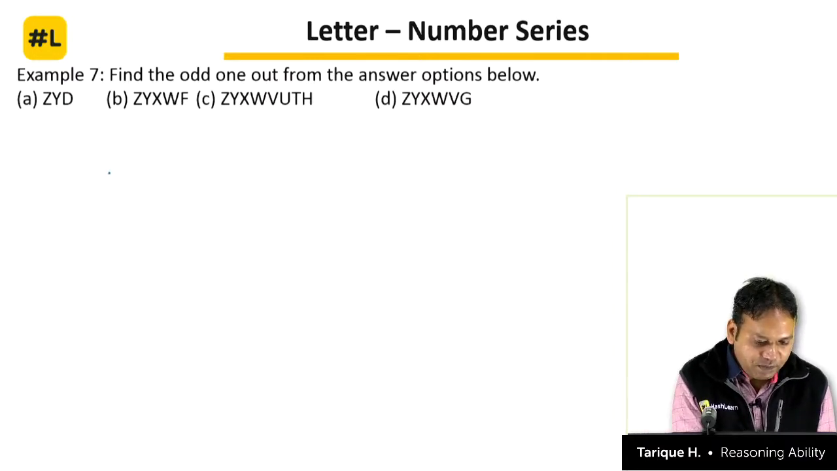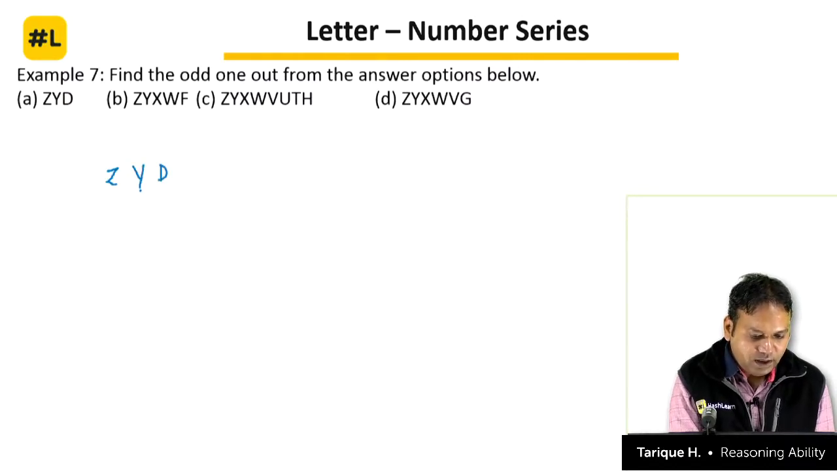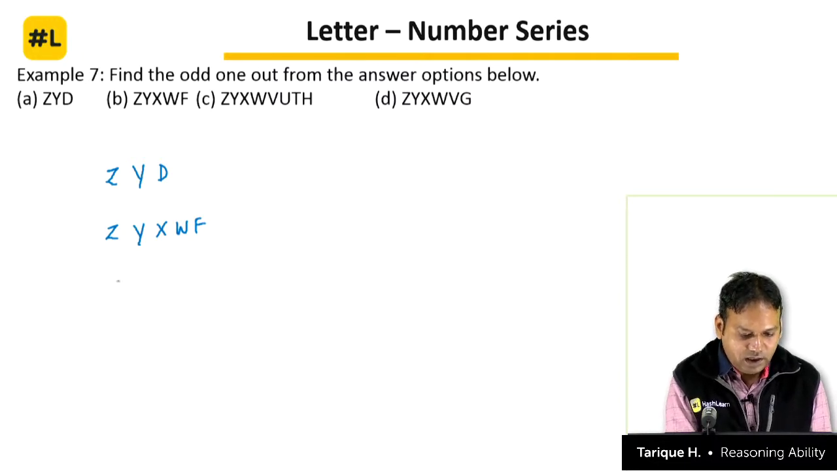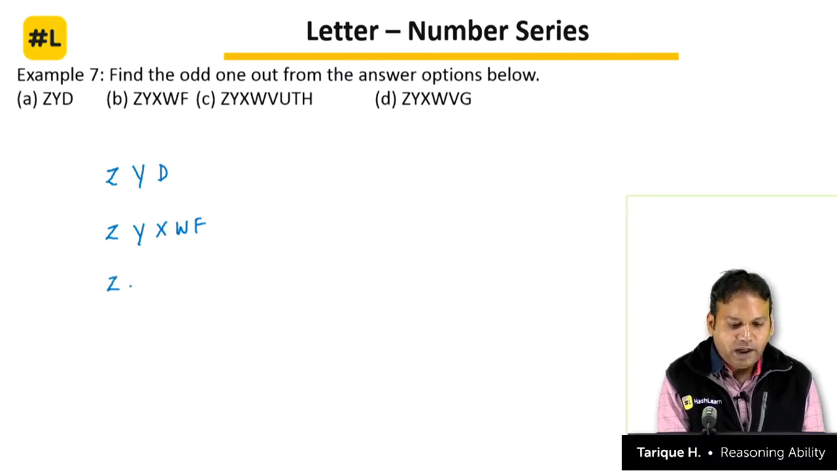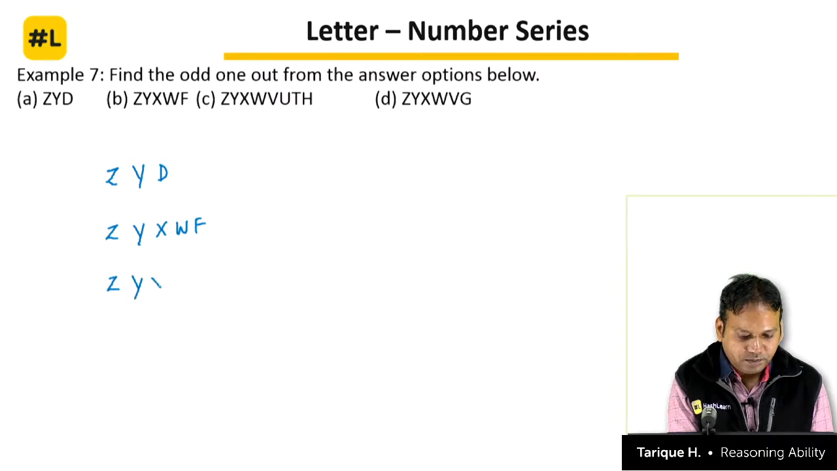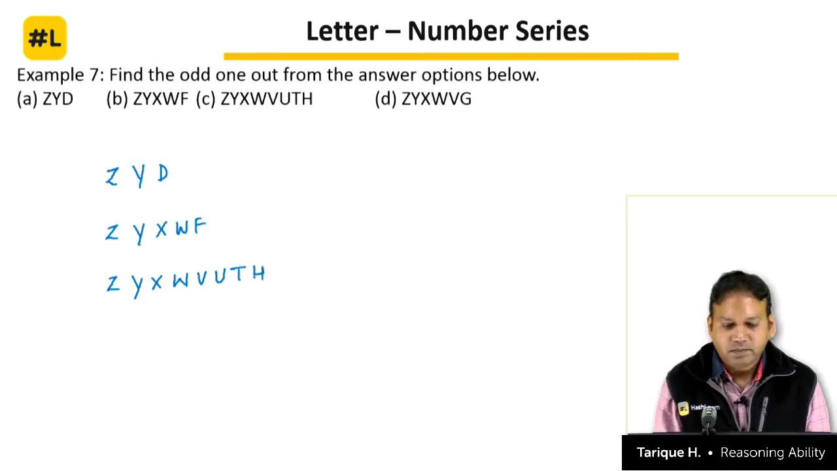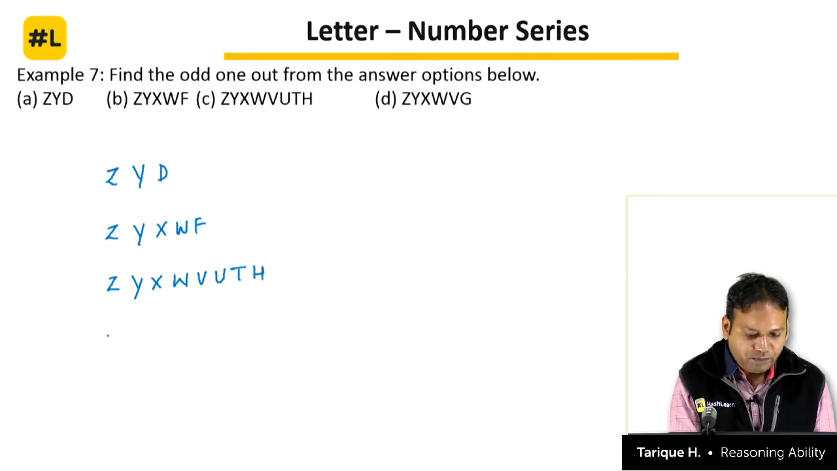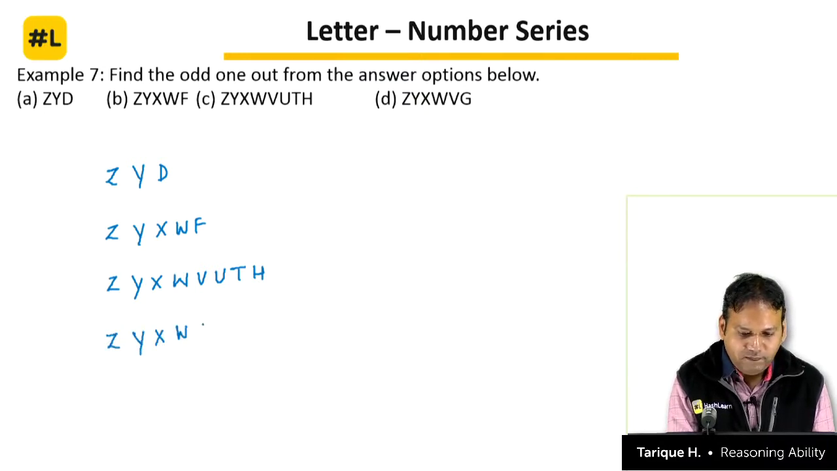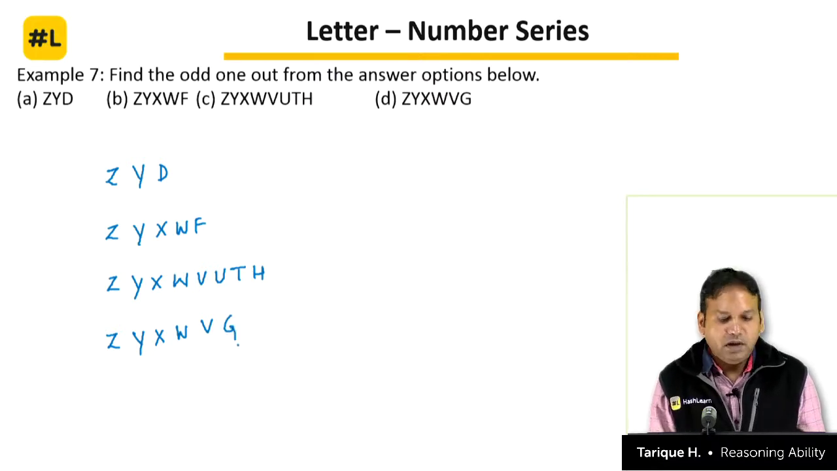So, we have here Z, Y, D, and then we have Z, Y, X, W, F. The third one is Z, Y, X, W, V, U, T, H, and finally we have Z, Y, X, W, V, G. So, how are these related?